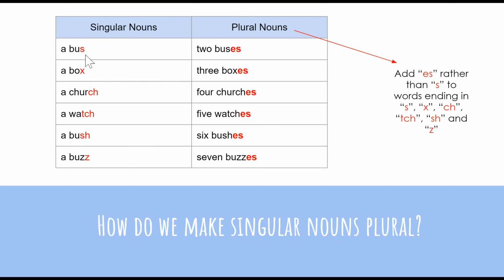So a bus, we want to change that word into a plural noun meaning more than one. So a bus changes to two buses or multiple buses. Three boxes, four churches, five watches, six bushes, and seven buzzes.